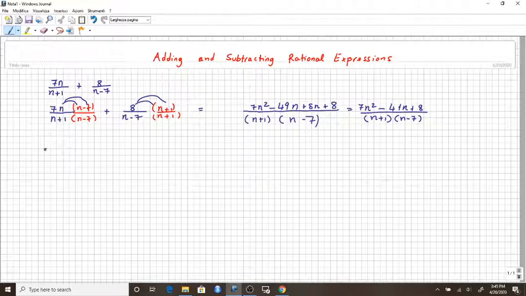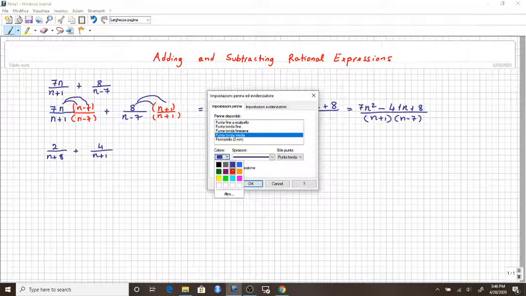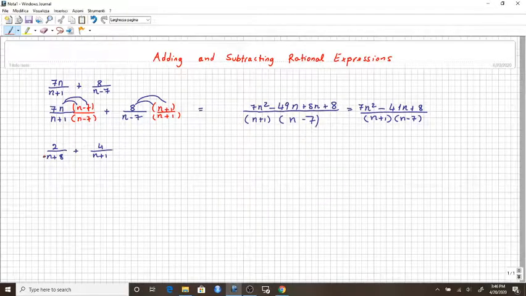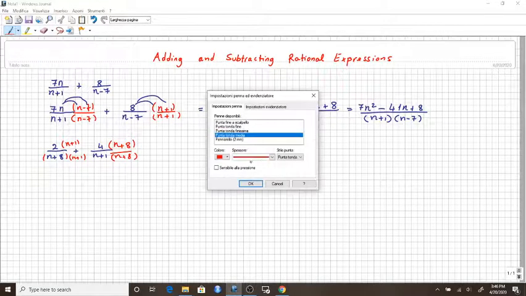Okay, so here is another problem. 2 divided by n plus 8, and then plus 4 divided by n plus 1. So what do you think we need to do? Alright, so we are going to multiply and divide the first one by n plus 1 and the second one by n plus 8. So now we have the same denominators, so we can draw a single fraction line.